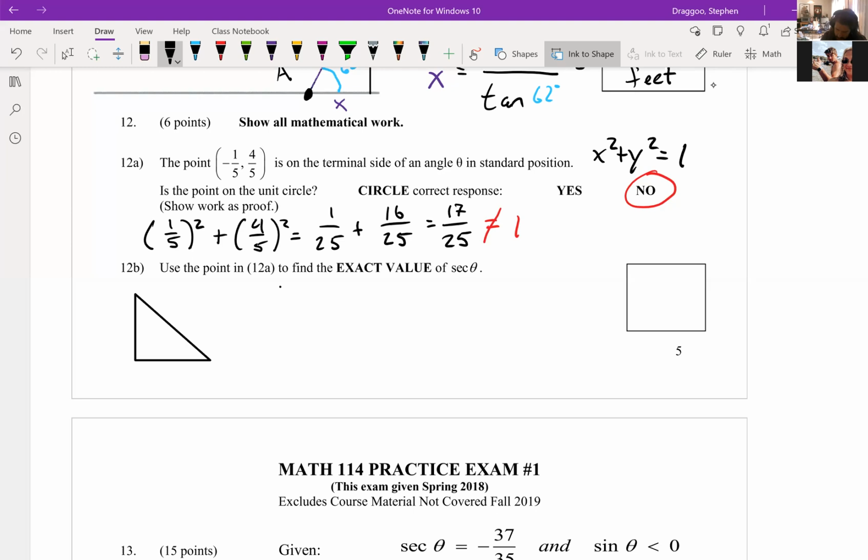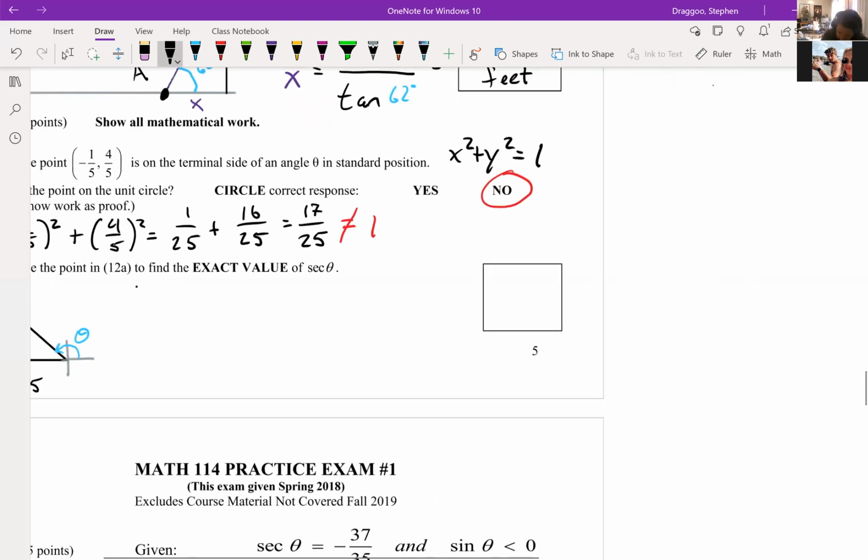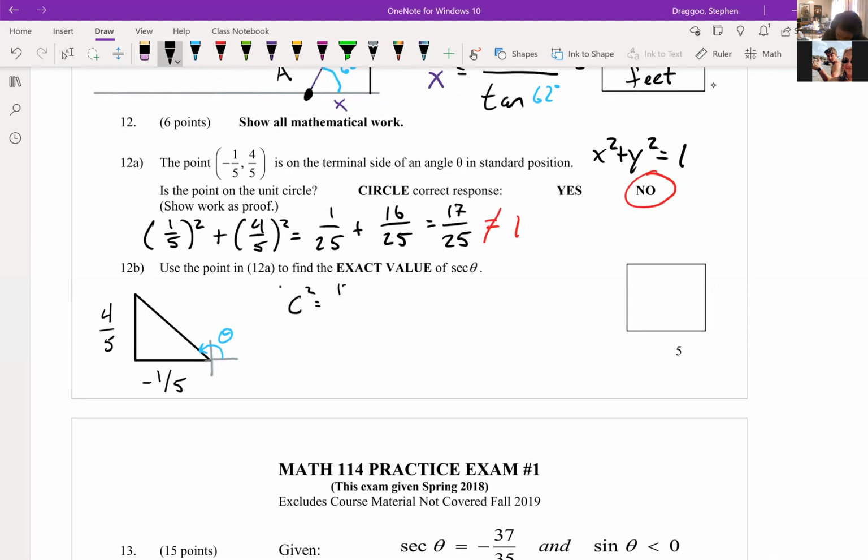Look at that beautiful diagram. Put a coordinate point down there. Theta is this angle. We know we have an x value of -1/5. We have a y value of 4/5. And we'll have a hypotenuse of, well, we did all the work up above to add x squared plus y squared to get c squared. So c squared must be 17/25. Again, that's because of that work up there. So c must be square root 17/5.